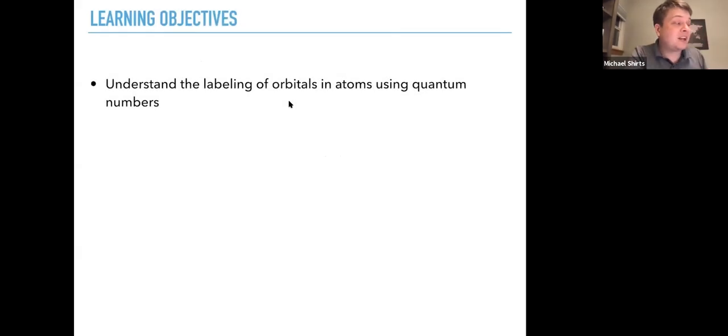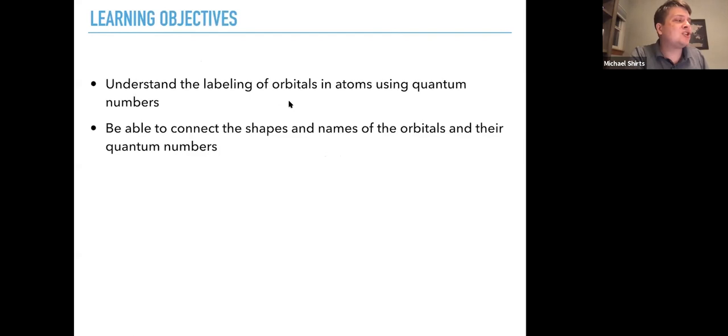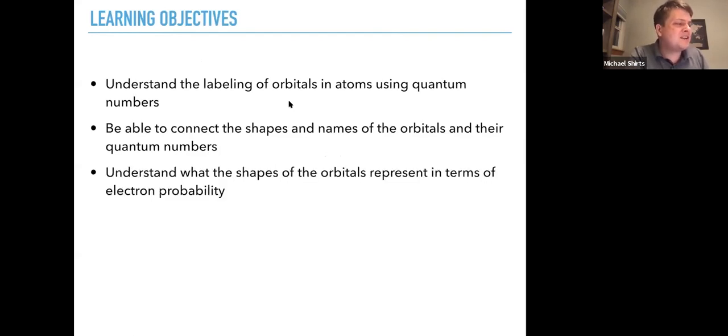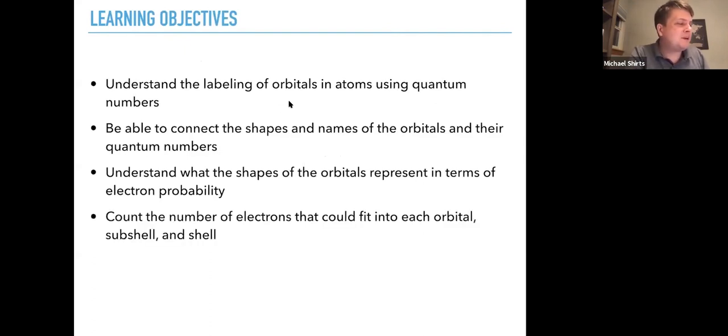We're going to be looking at understanding the labeling of orbitals and atoms using quantum numbers, being able to connect the shapes and names of the orbitals and their quantum numbers. Understand what the shapes of the orbitals represent in terms of electron probability, and be able to count the number of electrons that could fit in each orbital, subshell, and shell. All of this is trying to get comfortable with exactly the content of information about the electrons inside an atom, because that's going to be very important when we start looking at what possible reactions that atoms could have.